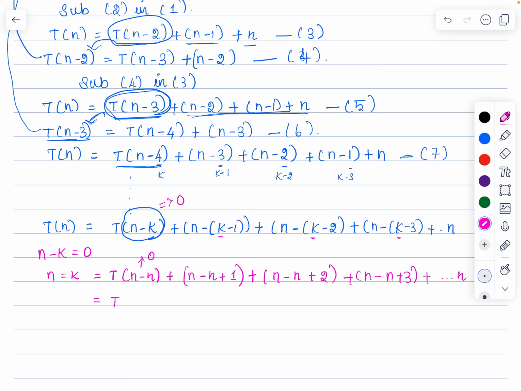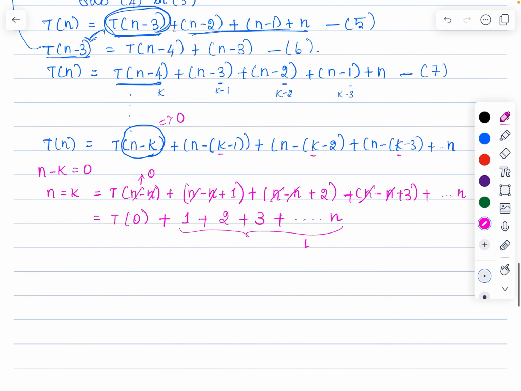Now if you cancel it, these two would get cancelled, so this would become 0, and again n and n would get cancelled, then it is 1. Then again n would get cancelled, so only 2 would be remaining, again n and n is cancelled, 3 would be remaining, till some n it would be going. I think now you would have got the sequence. This is the sum of n natural numbers, right? It is the formula of the sum of n natural numbers.